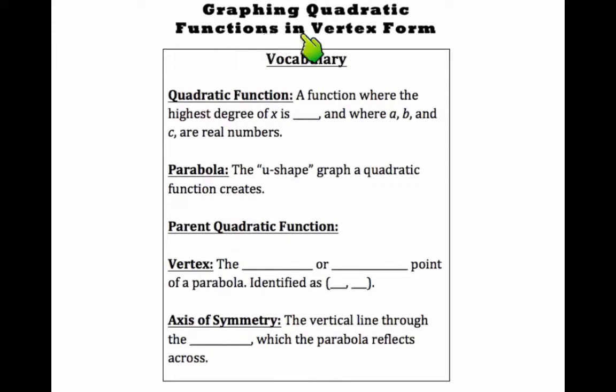Alright, so first we're going to start with just getting some notes in our comp book to review what we've been learning the past few days. Primarily, we learned how to graph quadratic functions in vertex form.